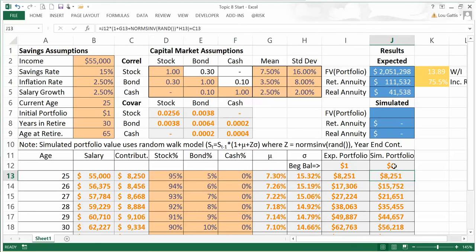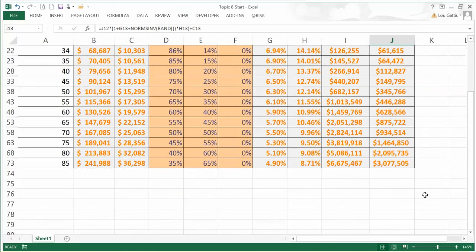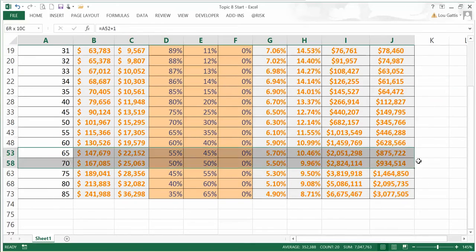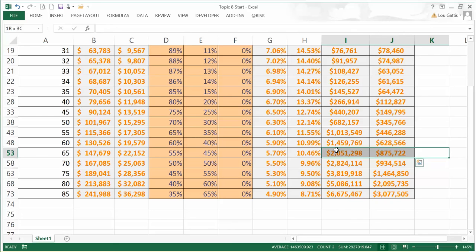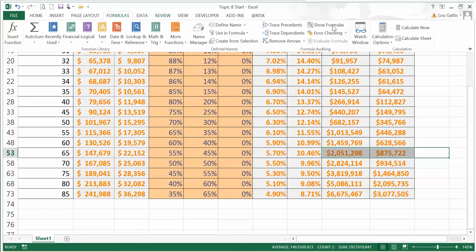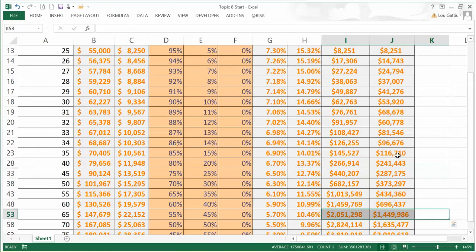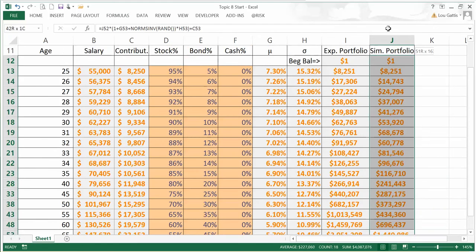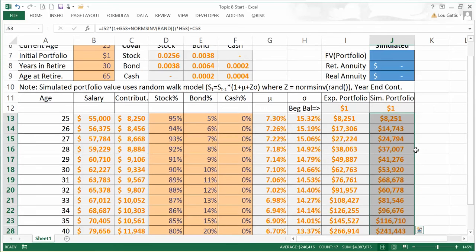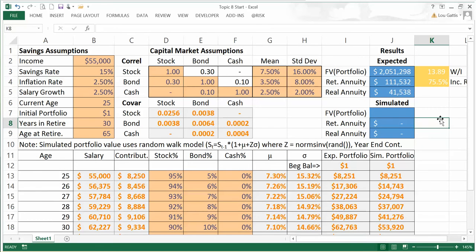It doesn't change much this year because really the shock is only on a $1 portfolio. But you can go down to, say, my year 65 income here, or my year 65 portfolio value. It's expected to be 2051, but every time I do a formula calculate now, I get a new random variable based on 45 random shocks, which are the annual shocks to the portfolio and markets.